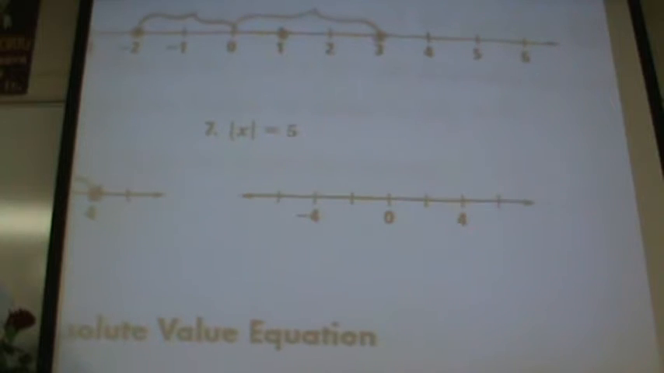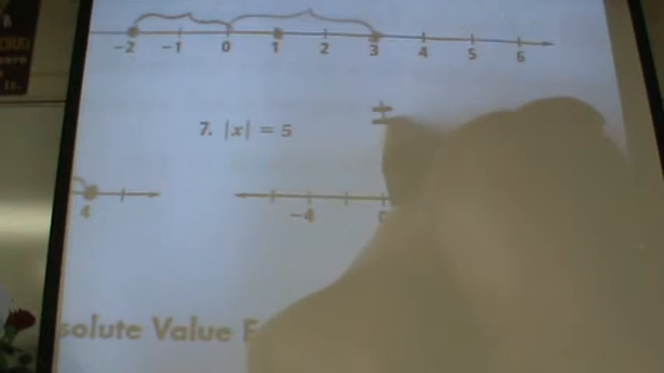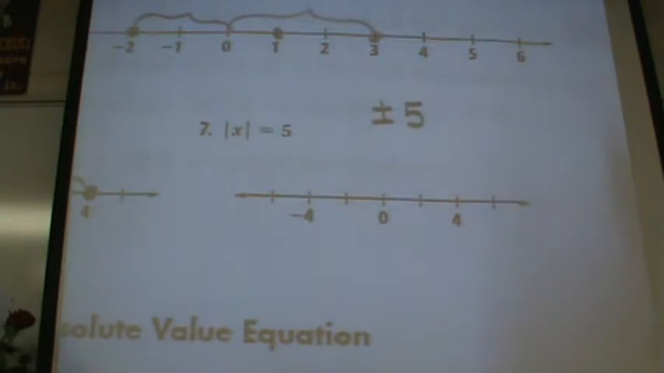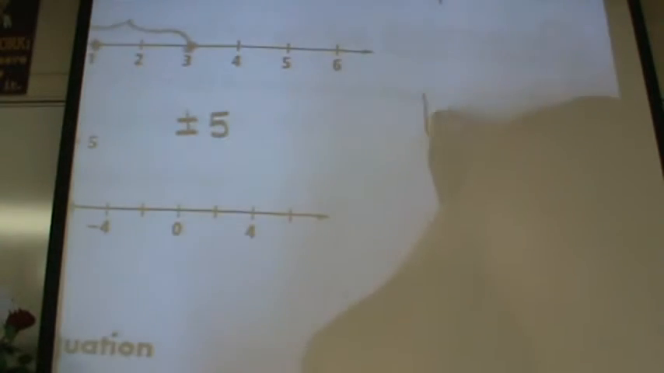How about this next one right here? What would it be? Plus or minus 5. Good job, plus or minus 5. Now I have a question for you. Look at this one.